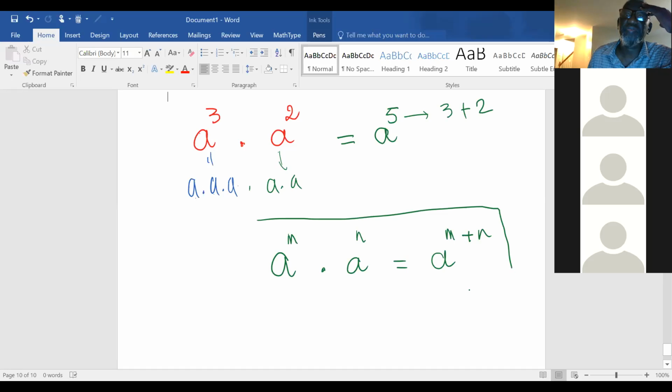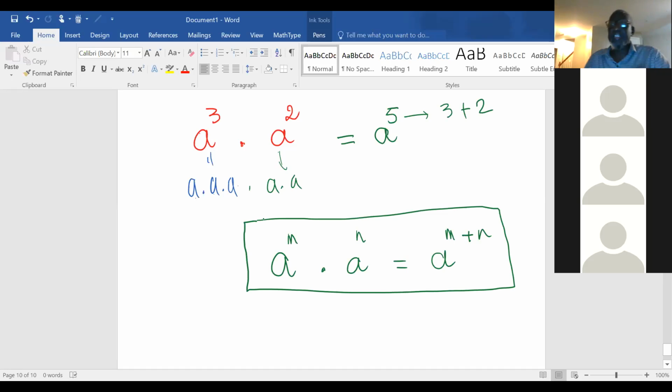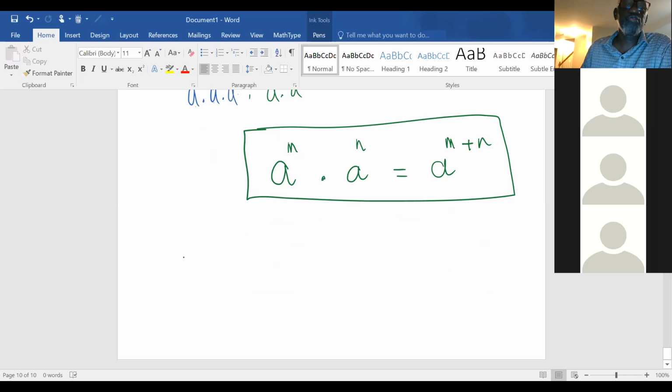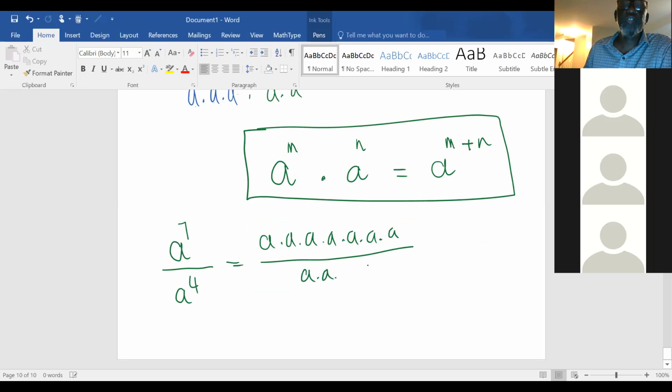So when we're dividing, it's subtraction, right? Exactly. When we divide, we have to subtract, but when we multiply, we have to add. This brings us to the second rule. If we say a to the 7th divided by a to the 4th, a^7 is 7 a's: 1, 2, 3, 4, 5, 6, 7, right? And a to the 4th is 4 a's. Now we can cancel this one, this one, this one, this one. How much is left? 3 left, which is a cubed.